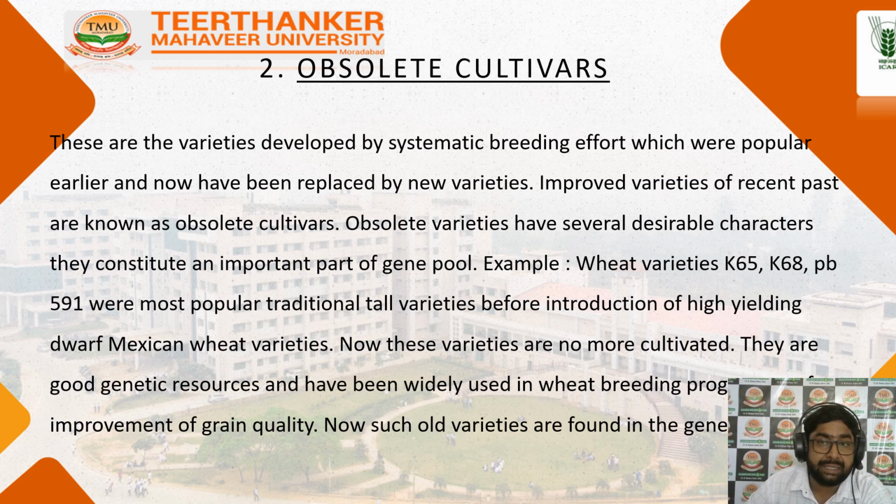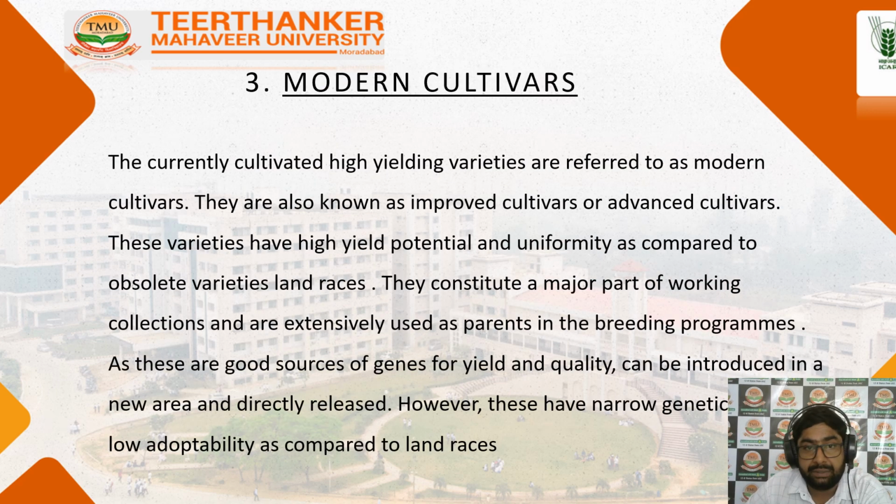Improved varieties of the recent past are known as obsolete cultivars. Obsolete cultivars have several desirable characters. They continue to be an important part of the gene pool. Next, modern cultivars. A lot of varieties are developed by different institutions, ICAR, universities, and ICAR research centers.